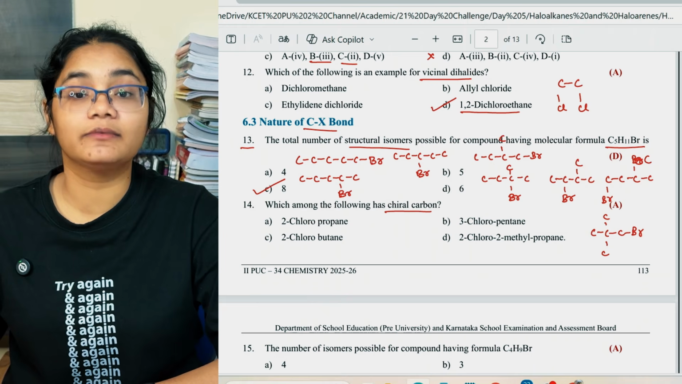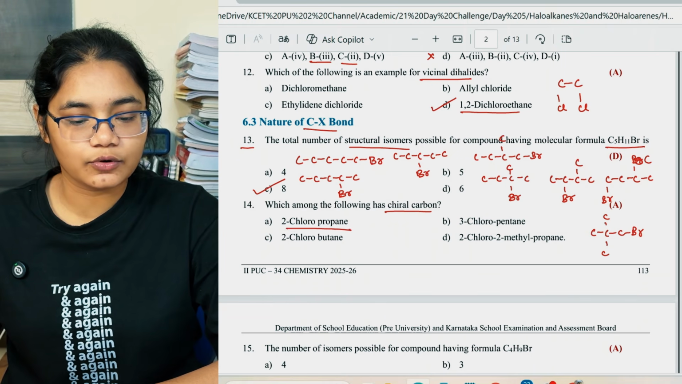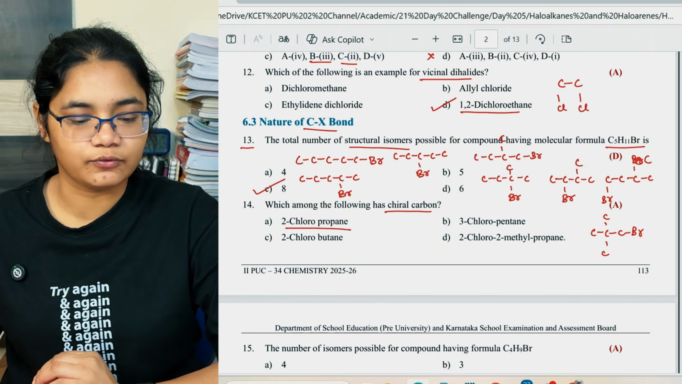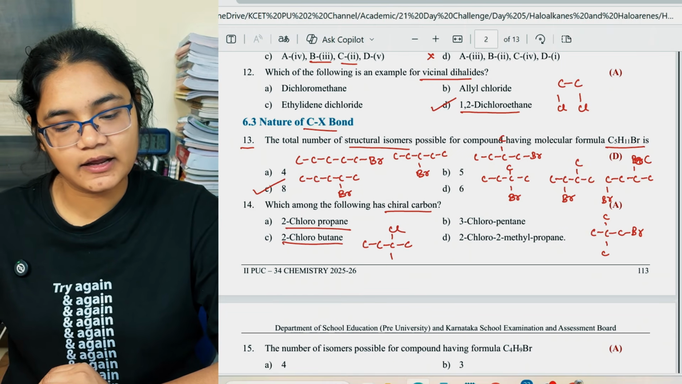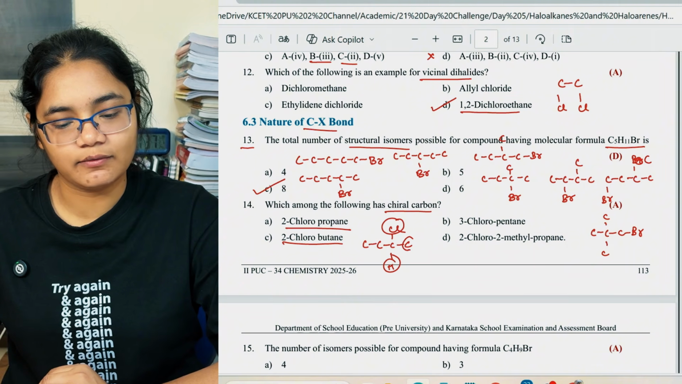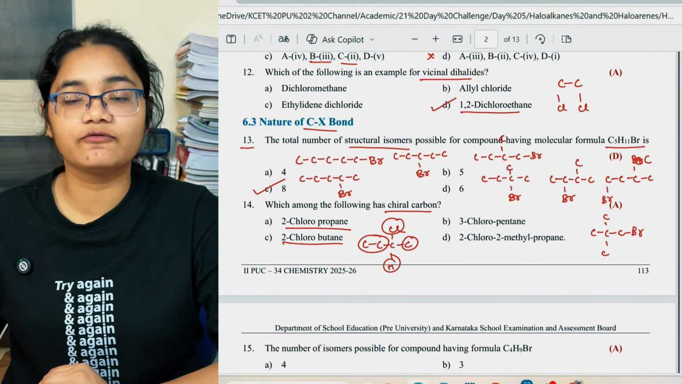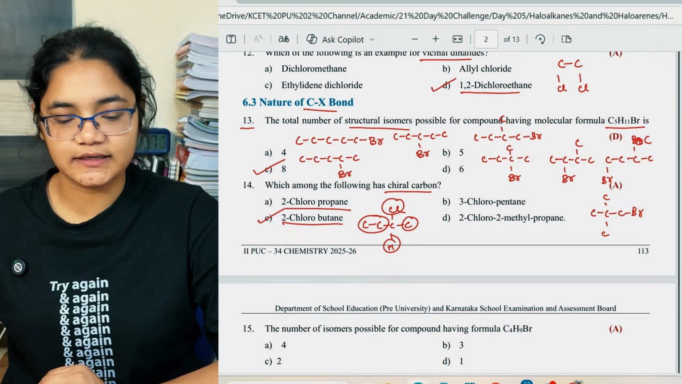Chiral carbon means that carbon which has 4 different groups. So 2-chloropropane, if you see, doesn't have all the 4 different groups. 2-chlorobutane, if you see, right? So you can see that one side it is hydrogen, one side chlorine, one side methyl, and one side ethyl. So all the 4 groups are different. So option number C here.